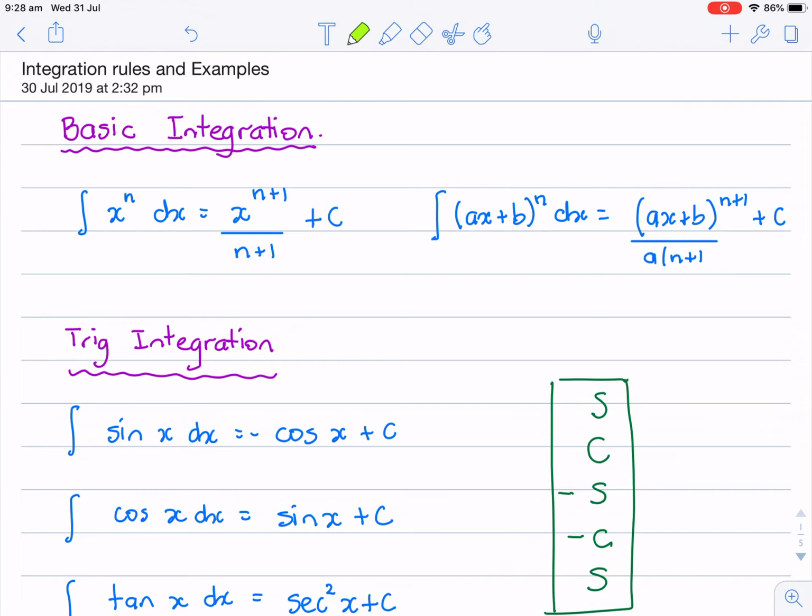So our basic integration of polynomials, so x to the power of n, we add 1 to the power, we divide by the power, and we add the c. So pretty simple to start off with.